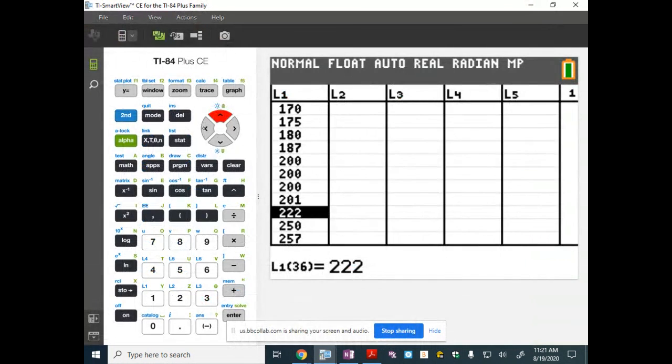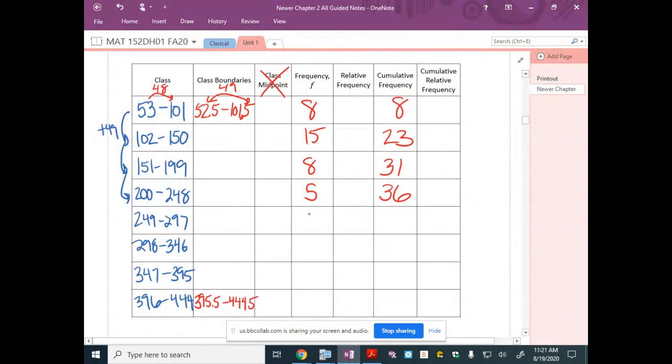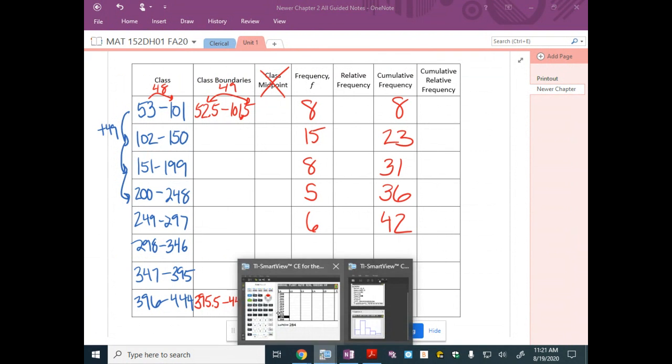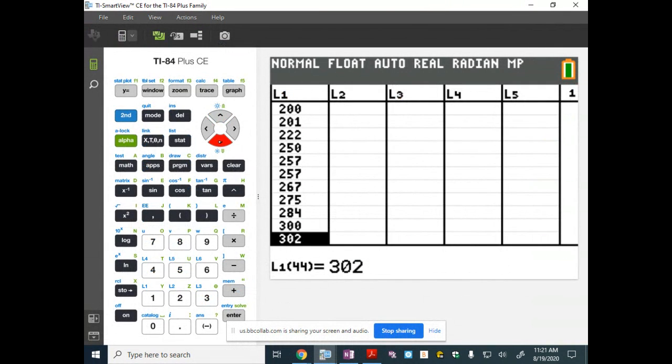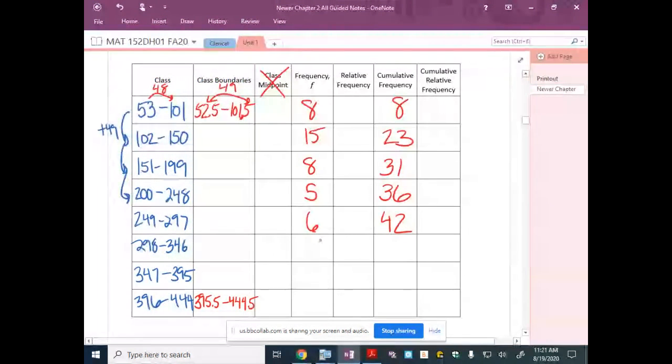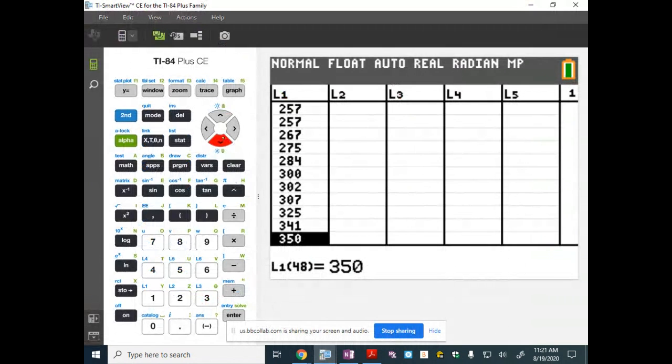249 to 297. 1, 2, 3, 4, 5, 6. And that takes us to 42. 298 to 346. 1, 2, 3, 4, 5. That would take us to 47. 347 to 395. 1.